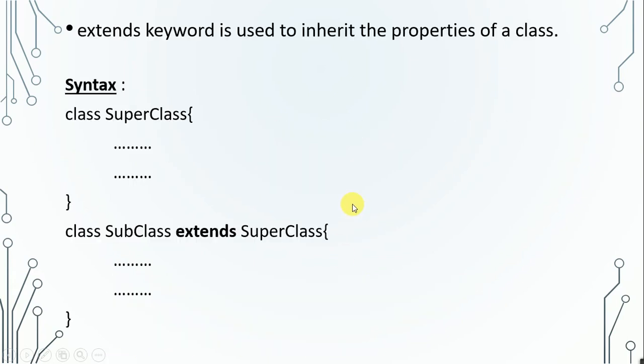Next is a very important keyword, which is extends, and using this keyword we can implement inheritance. How? This extends keyword is used to inherit the properties of a class. Let's see the syntax here. I have one class, the superclass, and we want to inherit its properties. So we have to write class, then the subclass name, and then the extends keyword. After the extends keyword, we specify our parent class or superclass which we want to inherit. That's how you can implement inheritance here.